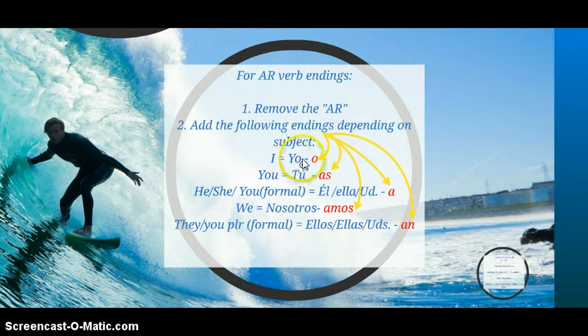So for the yo form, you add o for an AR ending. For the tú form, you add as for AR ending verbs. For he, she, él, ella, usted, you add a for AR ending verbs. For nosotros, we add amos, and for ellos, ellas, ustedes, you add an.